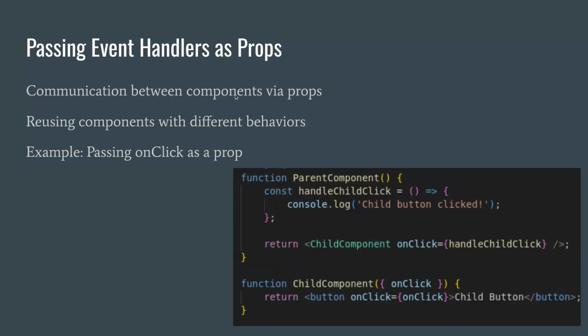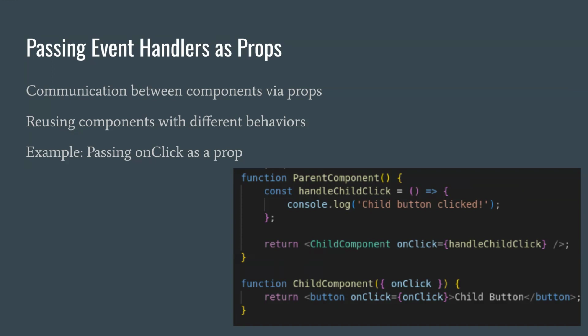Passing event handlers as props. So we know from the previous lecture, in React, components communicate through props, and this includes functions like event handlers, and passing an event handler from a parent to a child component allows you to control the child's behavior from the parent, which means you can make your component more reusable and modular.